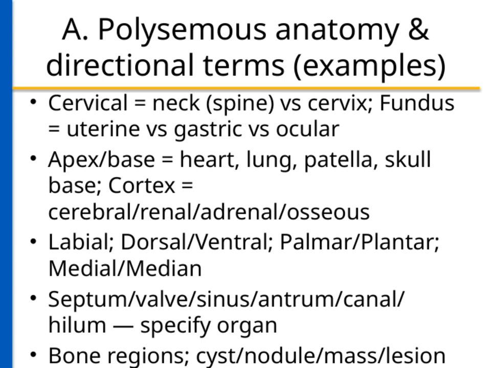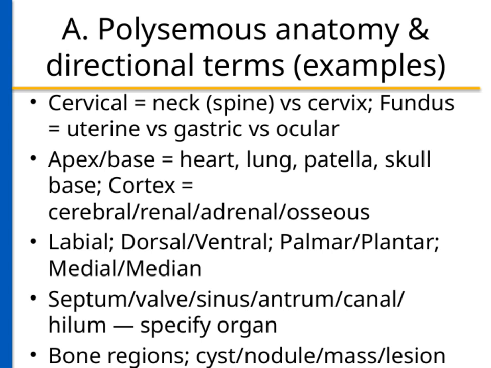For example, dorsal and ventral describe back and belly sides, respectively, while palmar and plantar refer to the palm of the hand and sole of the foot. Lastly, when we talk about structures like septum, valve, sinus, antrum, canal, or hilum, it's crucial to specify the organ involved because these terms are used across different systems.